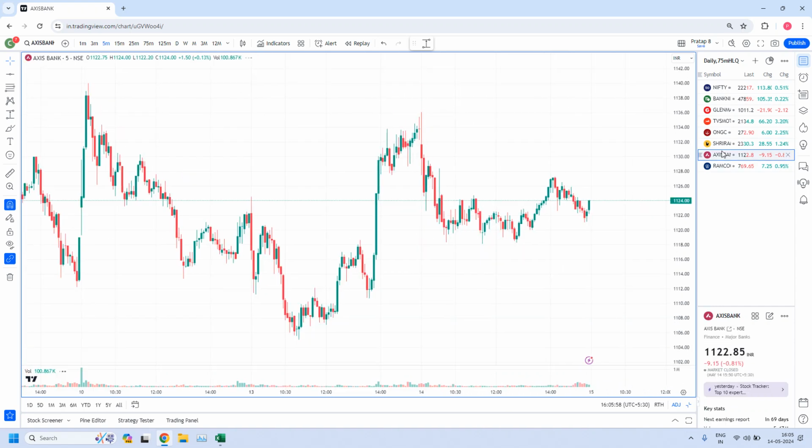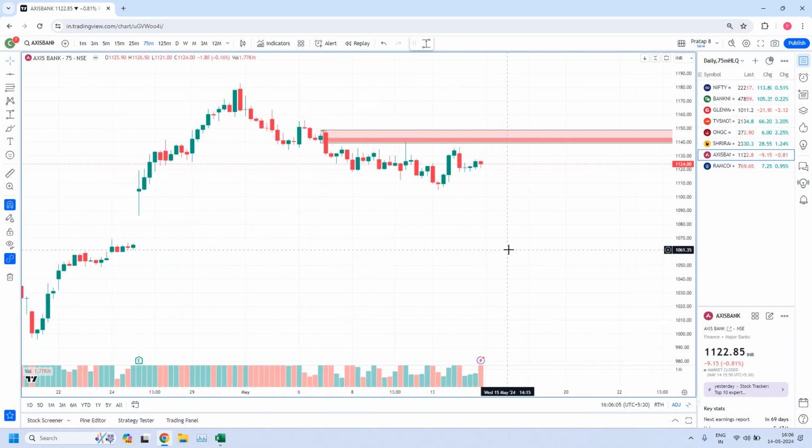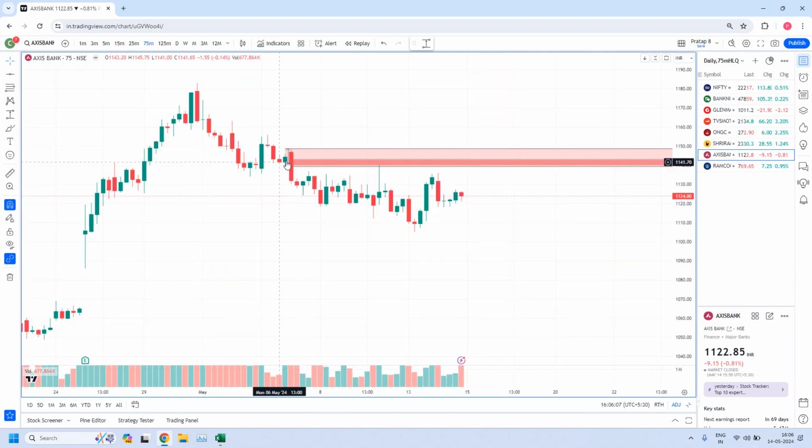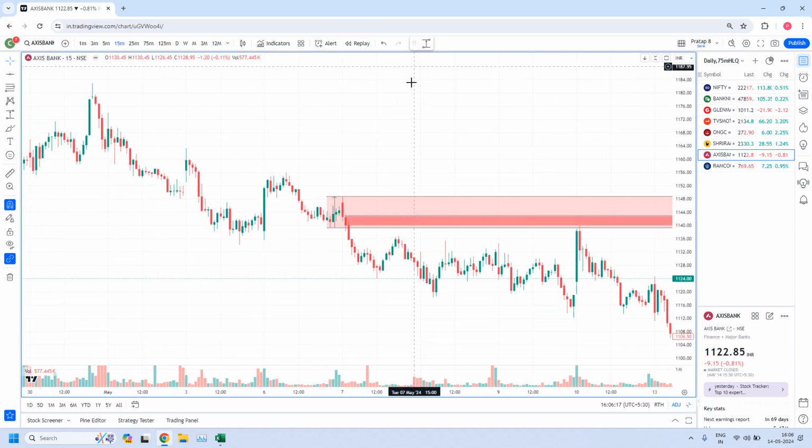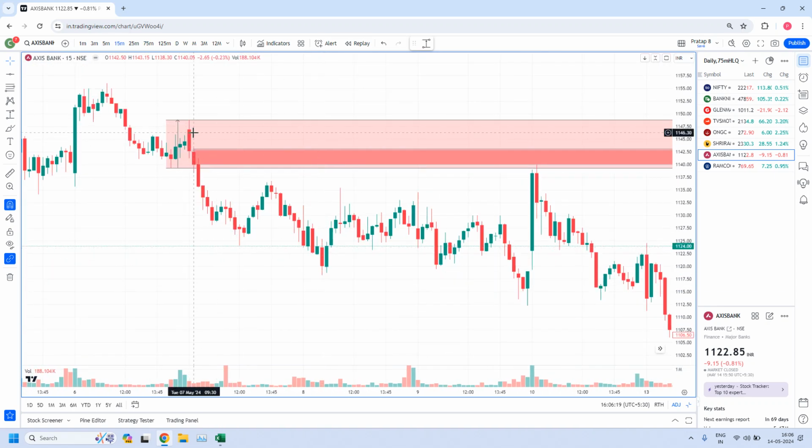Next one is Axis Bank. Axis Bank is a 75 minutes supply zone. We have a drop, 2 base candles and a drop. This is the 75 minute zone. This 75 minute zone we fine tuned with the 15 minutes time frame. So this is drop, base, drop. Drop, base, drop. Actually you can draw the 15 minutes area up to here.